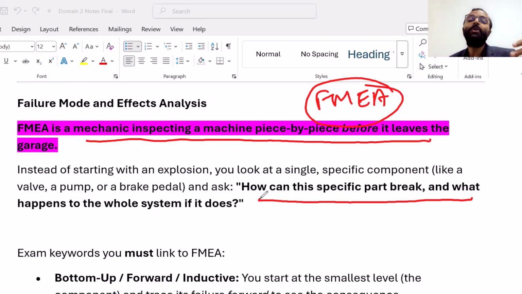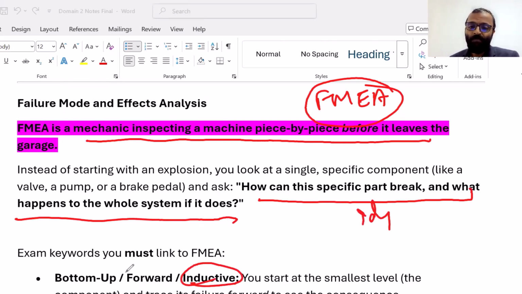So you are moving into the future. If these parts break, what would be happening? So this is definitely inductive or deductive? It is inductive. What happens to the whole system if it does? So you are moving into the future, and that is why it is an inductive approach. And it is forward. Forward means we are moving into the future. We are checking if this part breaks, what will happen?